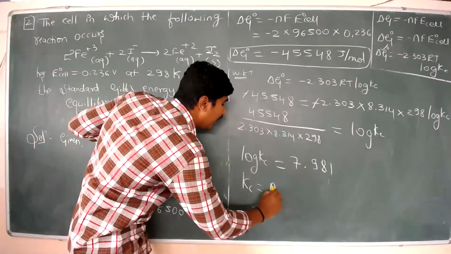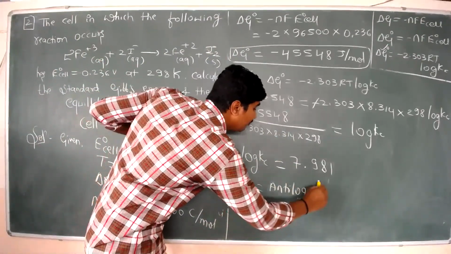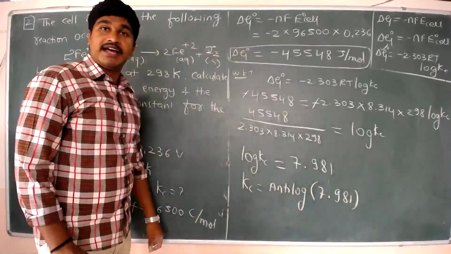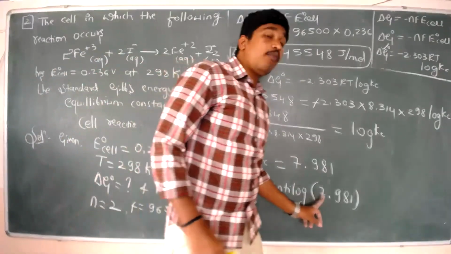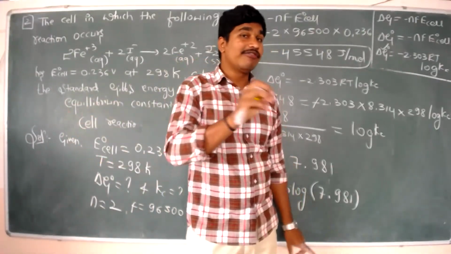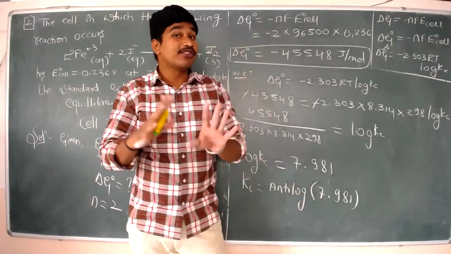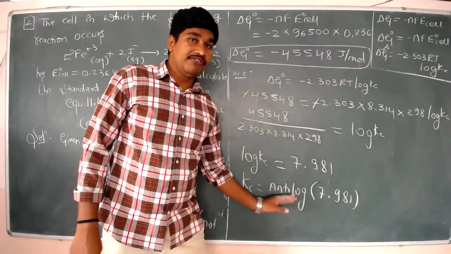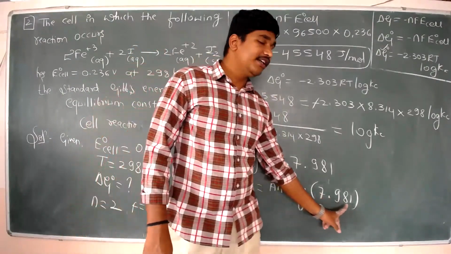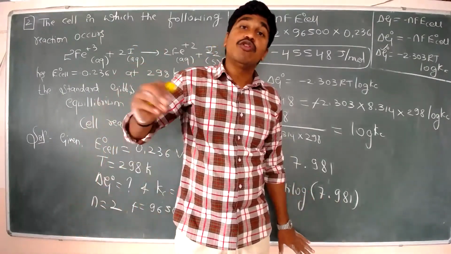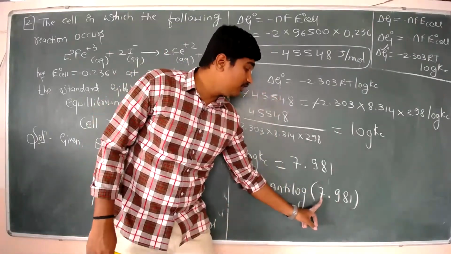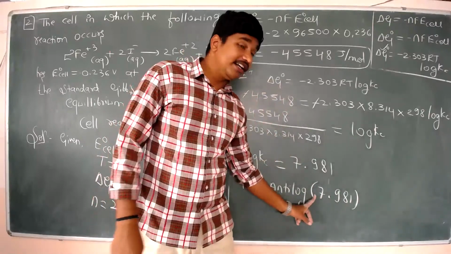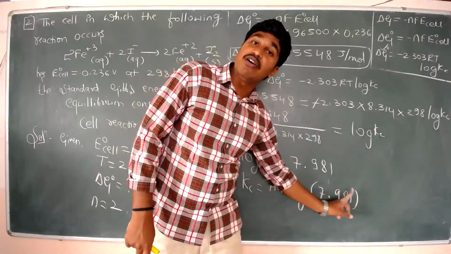what? Anti-log of how much? 7.981. Anti-log of a positive value is different, and anti-log of a negative value is also different. The checking process is also different. If you have a log book and you want to see the anti-log of positive 7.981, it is totally different from the anti-log of negative 7.981. The total process is different. That's why I'm taking that. Here it is positive anti-log.